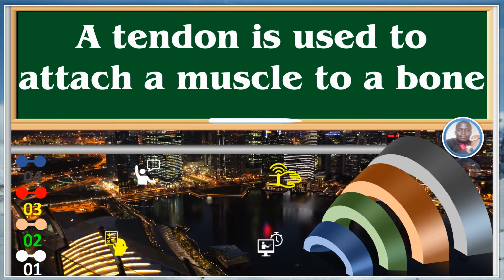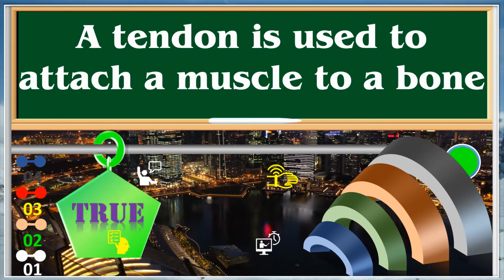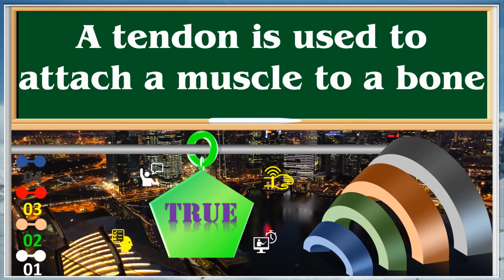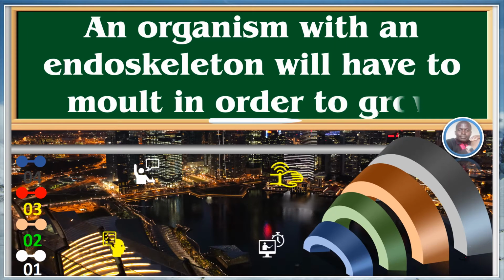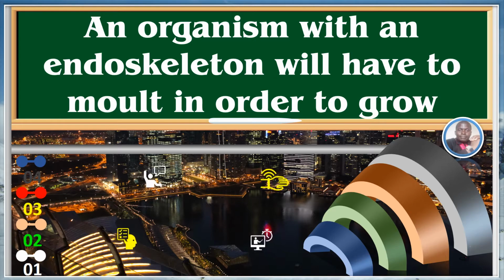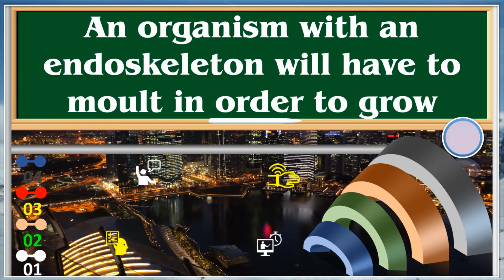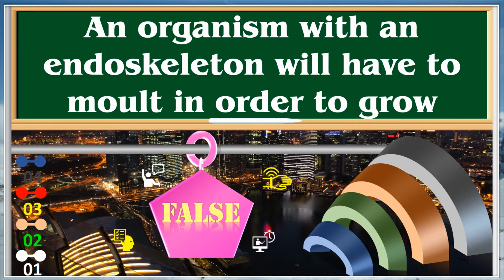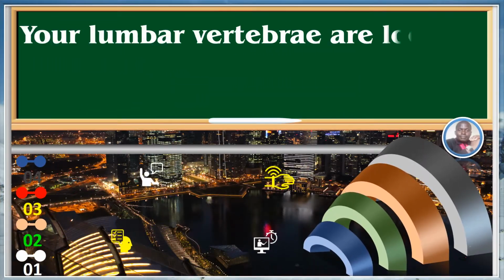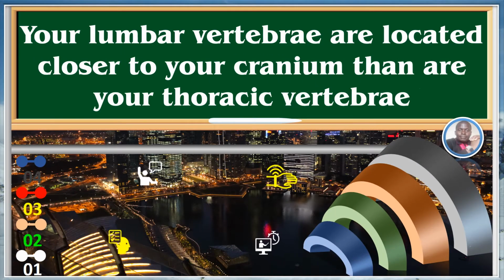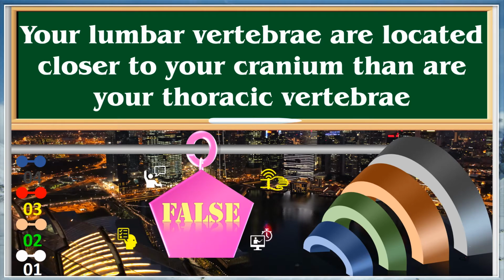A tendon is used to attach a muscle to a bone. True. An organism with an endoskeleton will have to molt in order to grow. False. Your lumbar vertebrae are located closer to your cranium than your thoracic vertebra. False.